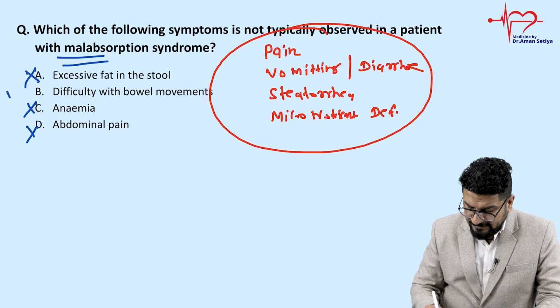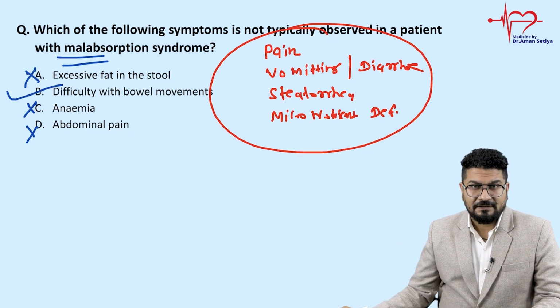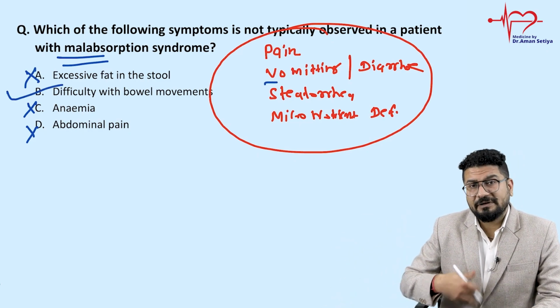Abdominal pain is seen, yes. Difficulty with bowel movement is usually not seen. In fact, patients have diarrhea, so bowel movements will be more.